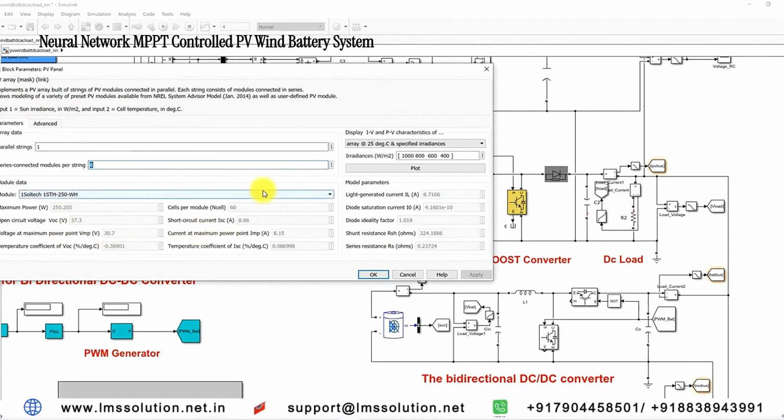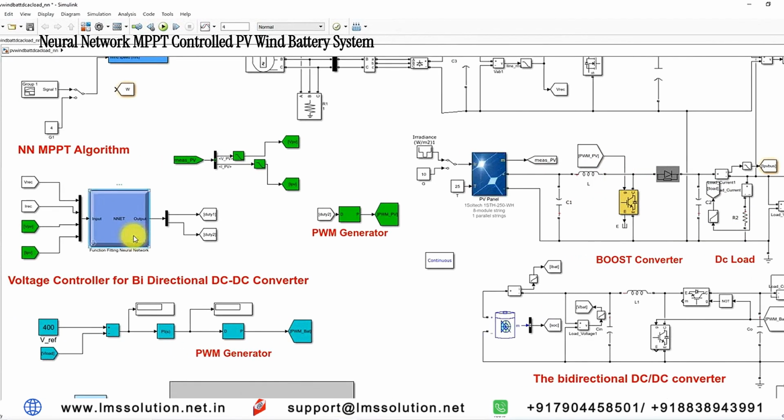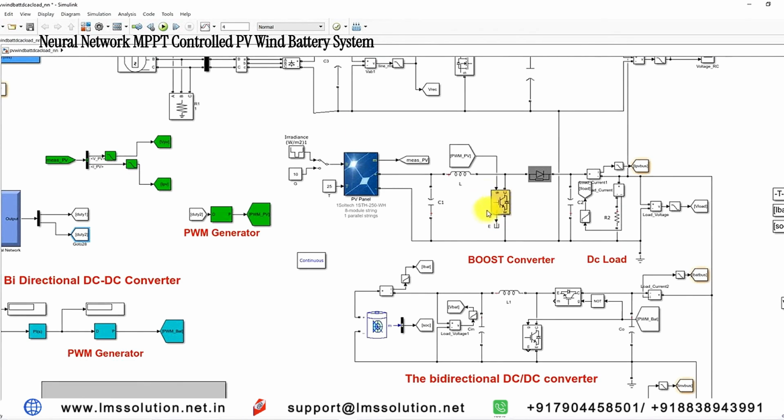Here we are using a 2 kilowatt PV panel, and it is connected to the boost converter, and the output of the boost converter is connected to the DC bus as well as this DC load. This boost converter is also controlled by means of this neural network. The neural network decides this second duty cycle based upon the PV voltage and current of the PV panel, and it is processed via the PWM generator, which generates the pulse. This pulse controls the IGBT of this boost converter to extract the maximum power from the PV panel. And as I already said, the DC bus voltage is maintained at 400 volt.